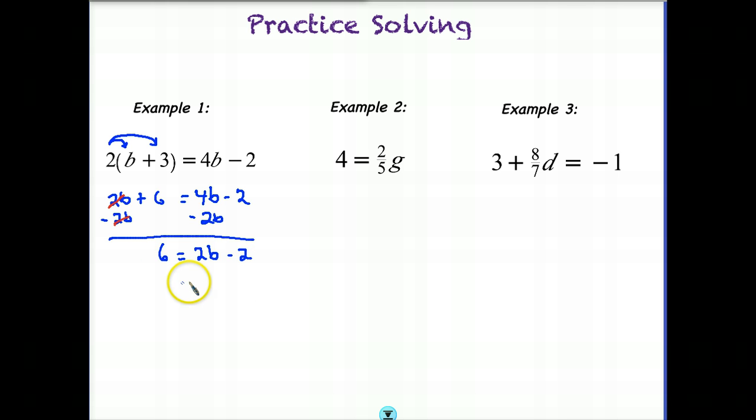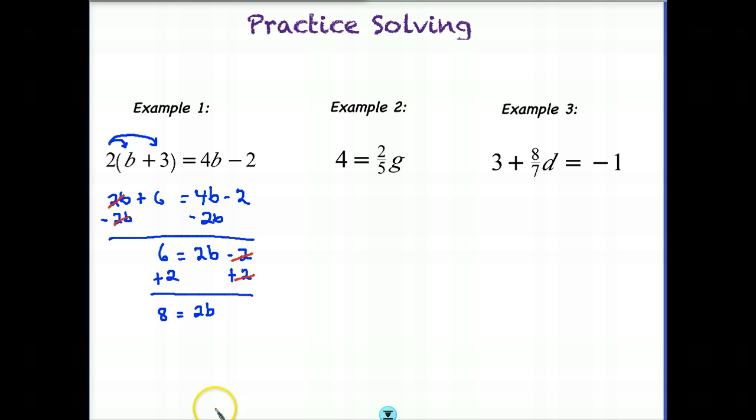Now I will combine my constant terms. So I will move my negative 2 over to the left side. So I will do the opposite. I will add it since it's being subtracted. And then on the left side, I am left with 6 plus 2, which is 8. And then bringing the 2b down. The negative 2 plus 2 gives us 0, so those are gone.